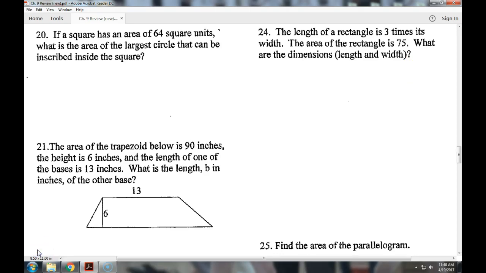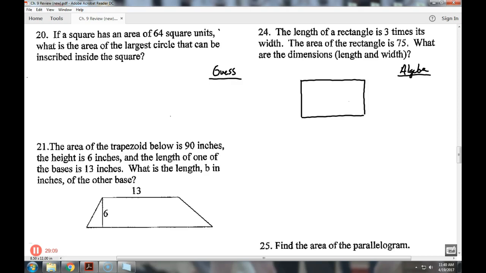Alright, so back to number 24. Class started, so I had to get things rolling. If you hear a little background noise, they're working on their review. I may have to yell at them here in a second, but bear with me.